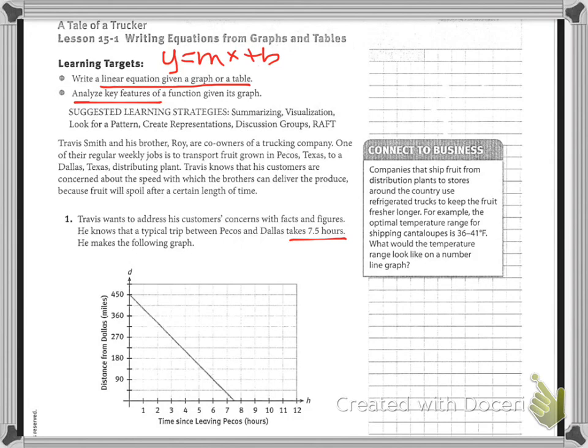He knows his customers are concerned about the speed with which the brothers can deliver the produce because fruit will spoil after a certain length of time. Travis wants to address his customers' concerns with facts and figures. He knows a typical trip between Dallas and Pecos is 7.5 hours, so he makes this graph.